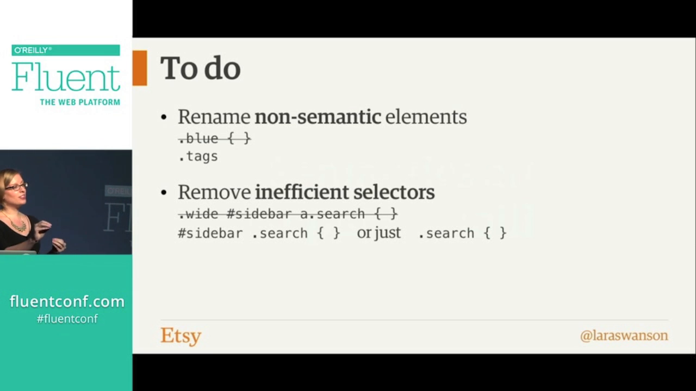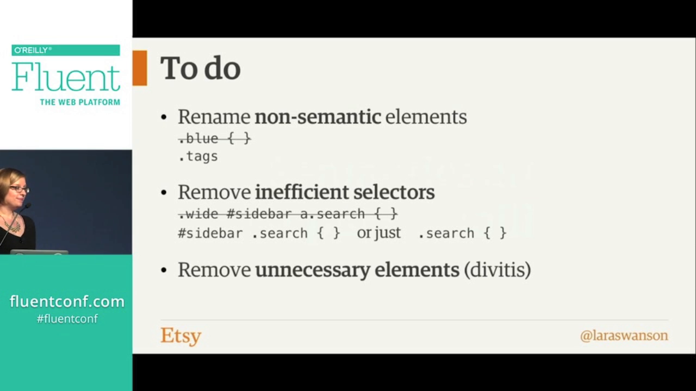Usually if you have a long string of selectors, in this case, a class of wide, ID of sidebar, and a link with class search, it means that you're trying to override something else in your CSS in a bad way, in a way that probably is very inefficient for your markup and repurposability. So go through and look for inefficient selectors because they can be a huge gold mine in your cleanup efforts into making things more repurposable.